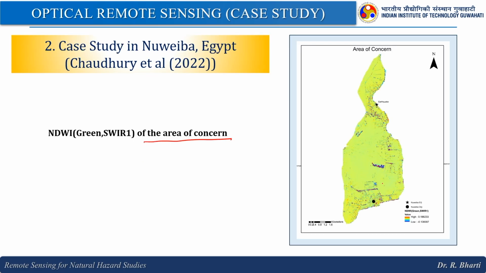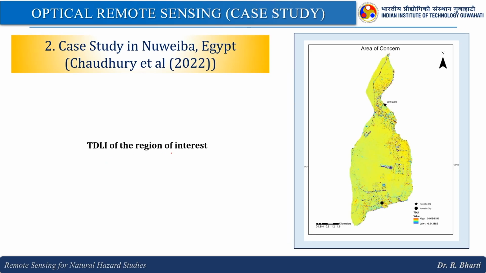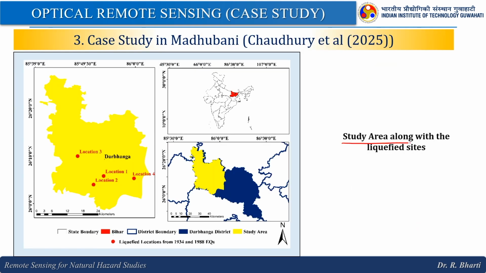Then you have the NDWI green SWIR1, the values you can check. TDLI of the region of interest. So, here low and high value, this is the city, right. Then you have NDWI green and NIR of the study region, then the study area along with the liquefied sites.